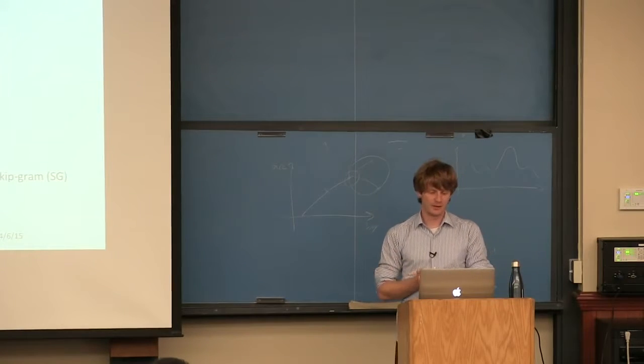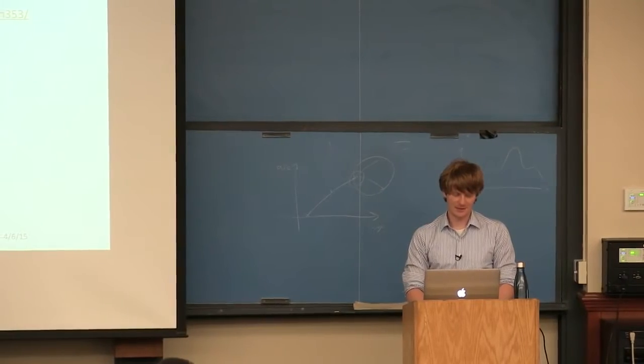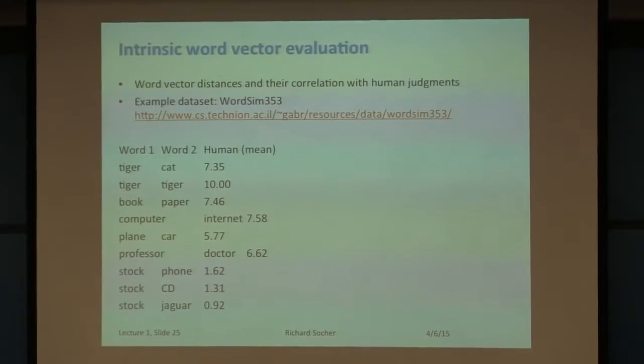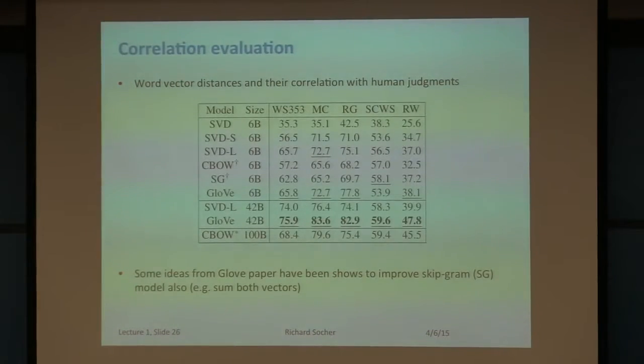So one very commonly used data set for that, from which I've got these examples, is called WordSim 353. It basically only has 353 word similarities. And it's a very small data set, so it actually has quite high variance. Again, here you can look at different word vector sizes and different methods. WordSim 353 is one of these correlation data sets, and there are a couple of others. And so in this case here, the GloVe word vectors actually perform the best, but people have now been able to also use some of these ideas, like summing both of the vectors together on the skip-gram, to improve the skip-gram models.